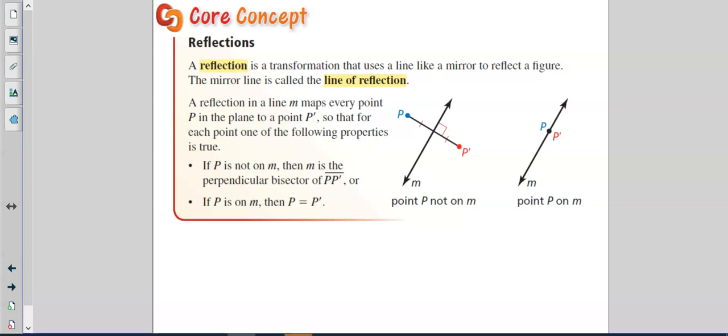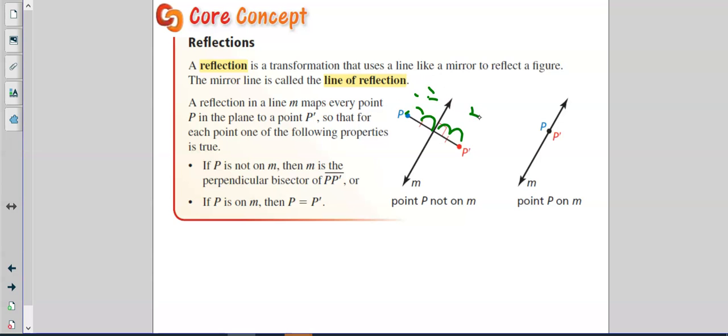All right. Reflection is a transformation that uses a line like a mirror to reflect a figure. The mirror line is called the line of reflection. In the previous one, we just used the y-axis. Okay? Now, all this jargon on the left basically says this. Notice how what we did before was we counted from this point here, and then we counted the same amount over here. So this was 2 to the left, and this was 2 to the right.